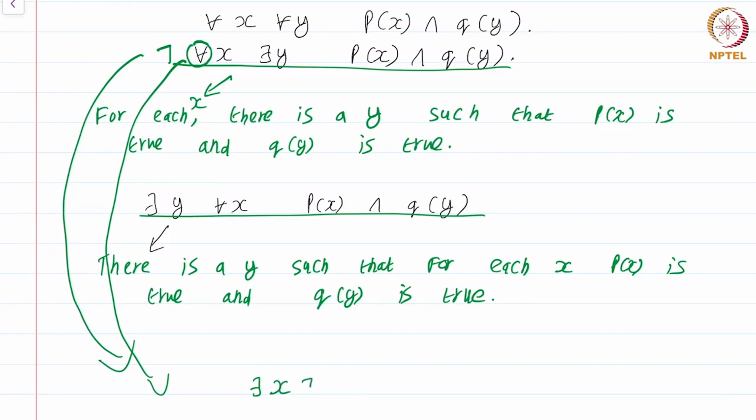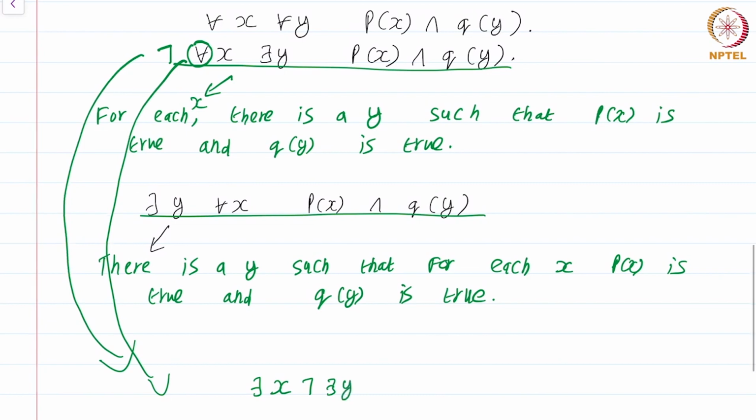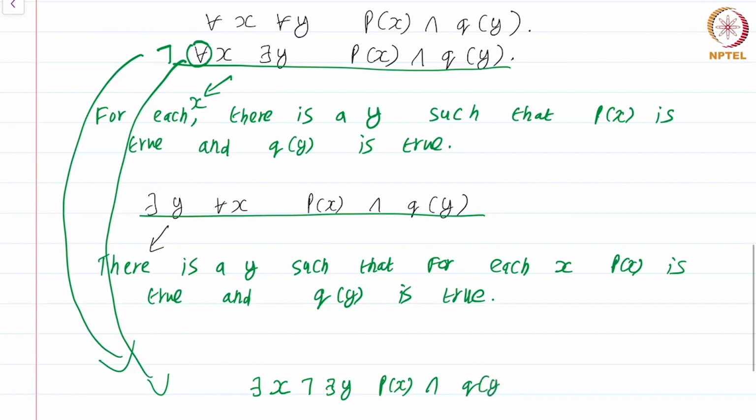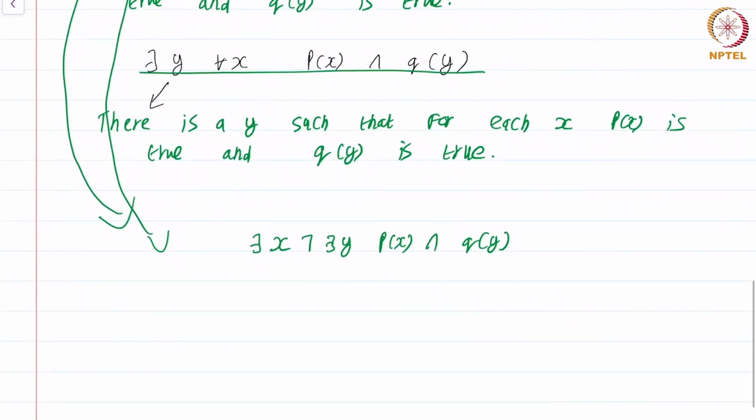Now you still have the job of negating there exists y, p of x and q of y. How do you negate this statement? Well, same procedure. You just push the negation inside and change the existential quantifier into the universal quantifier. You just write there exists x, for all y, it is not true that p of x and q of y.